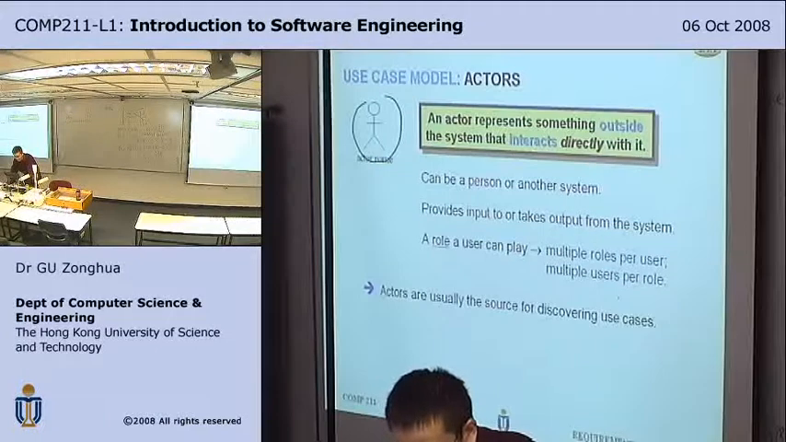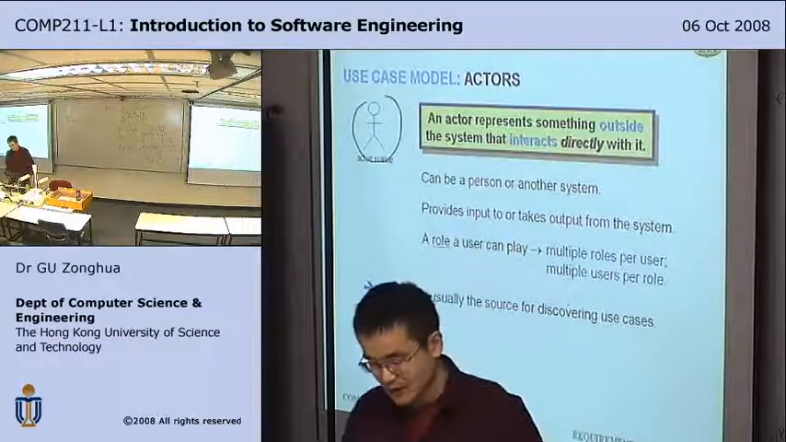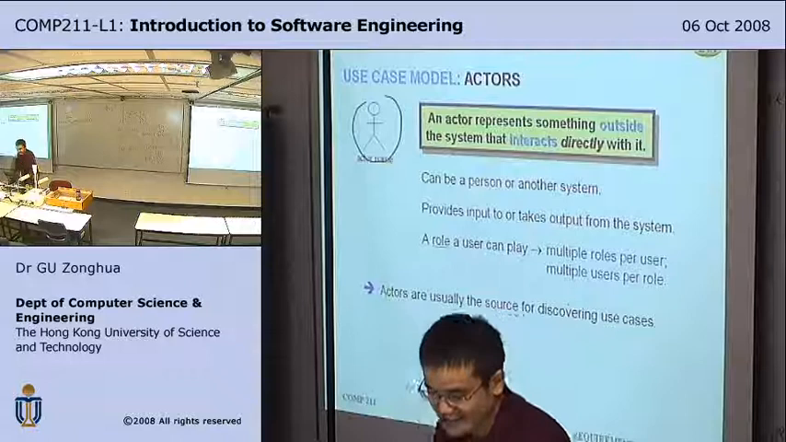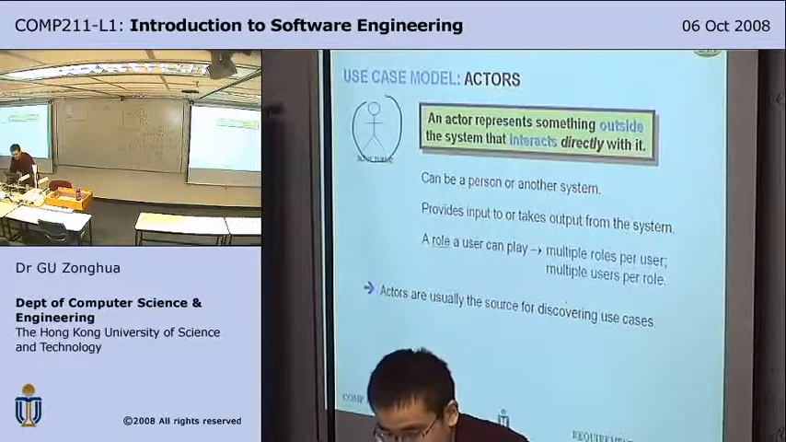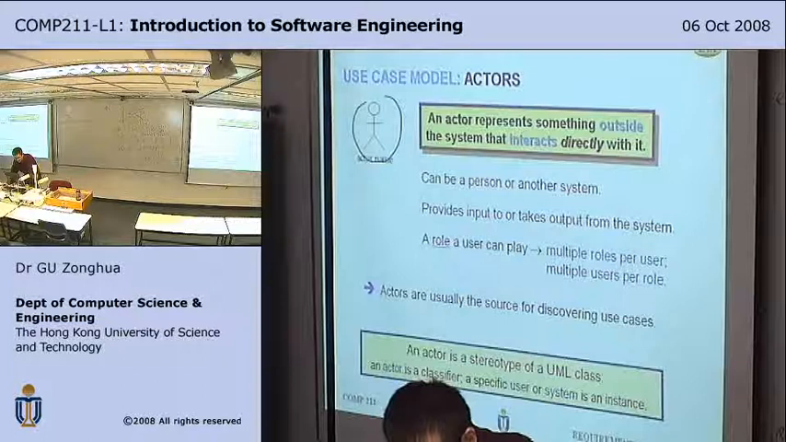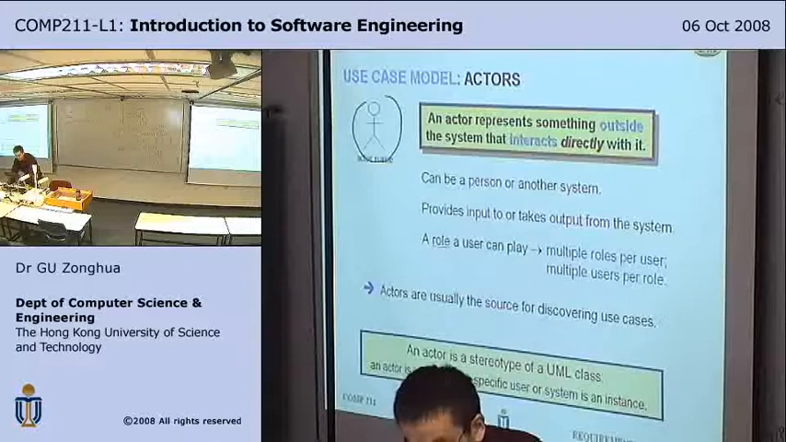So actors are usually the source for discovering the use cases. You start from the actors, and you think about what the actors can do. And each thing they can do is listed as a use case. So actor is a stereotype of a UML class. So this thing here looks like a stick figure, right?